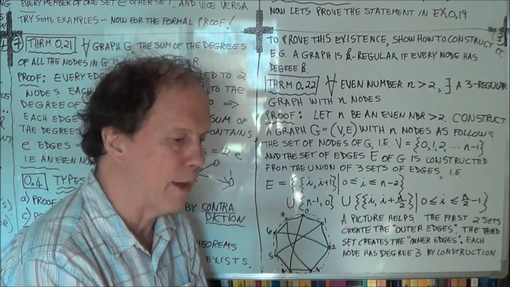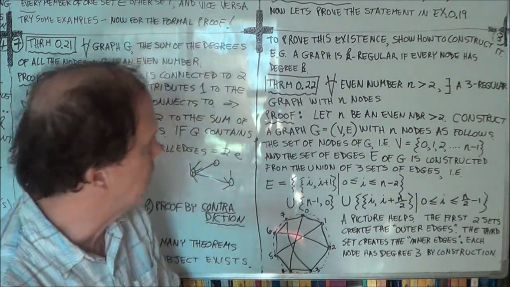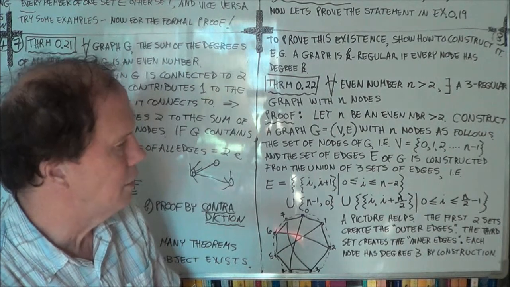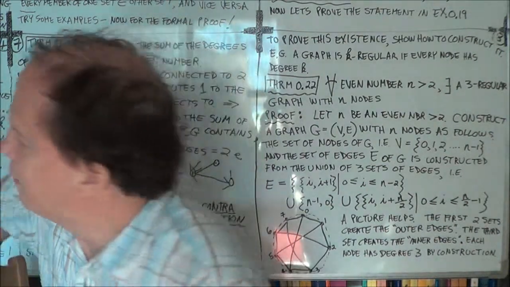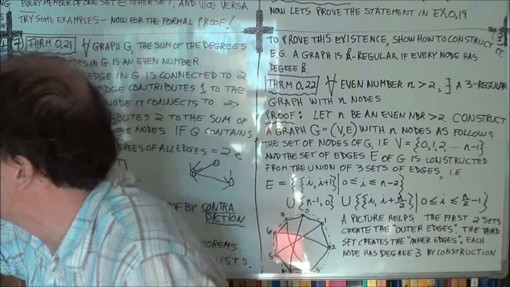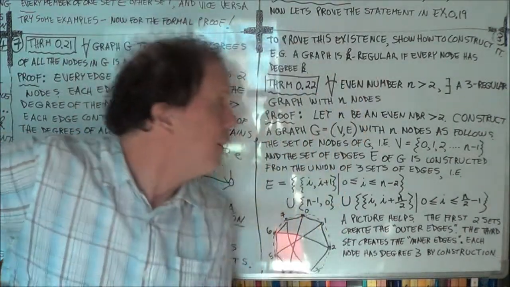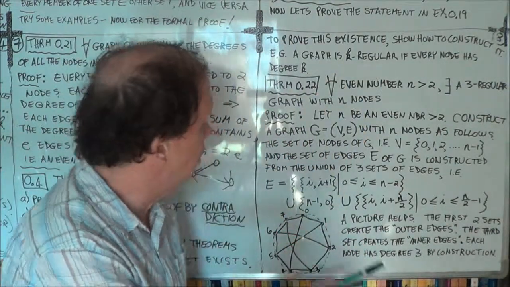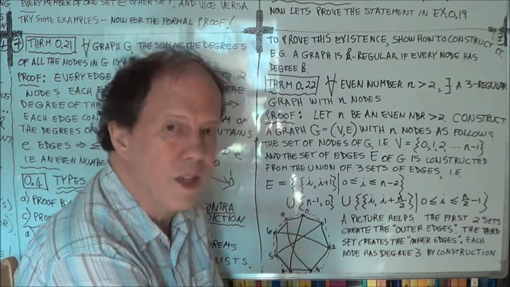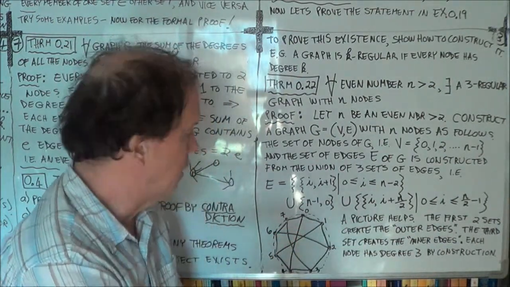Oh god, I keep forgetting the, what's the name? What do you call that? The number of edges connected to it. Degree. Yeah. So every node has 3 edges connected to it.